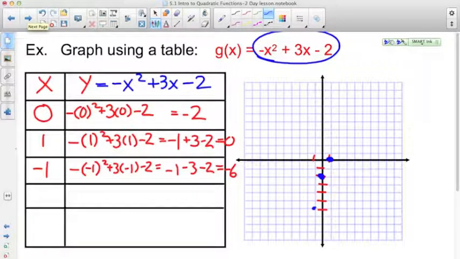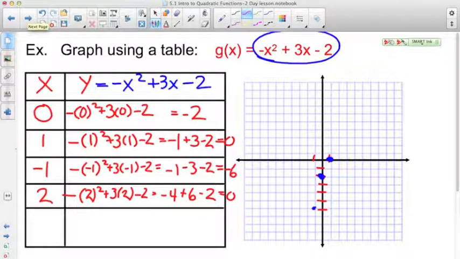I say, oh, it kind of looks like a line, but we know the shape is a U, so we have to continue going. So let's enter another value, let's say 2, and then we'll do negative 2. All right, so we substitute 2 in. So 2 times 2 is 4, with a negative in front is negative 4. 3 times 2 is 6, and then minus 2. So negative 4 plus 6 is 2. 2 minus 2 is 0. So now we graph that one. We're going to go over 2, up 0.